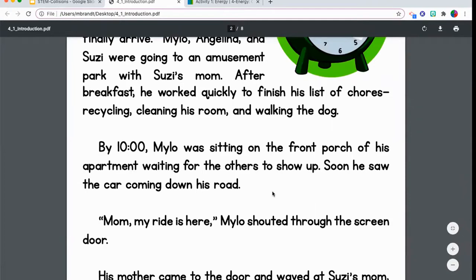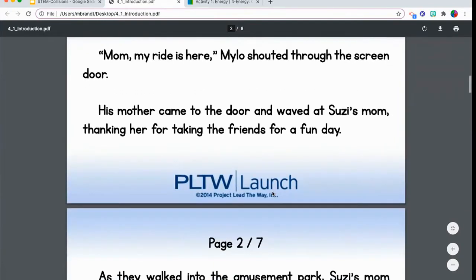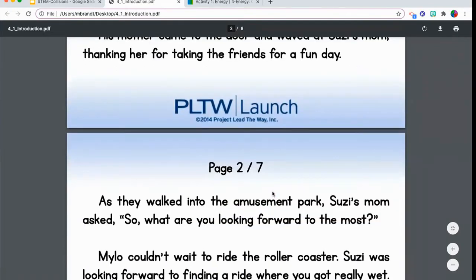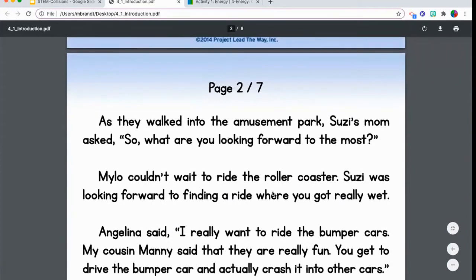Soon he saw a car coming down the road. "Mom, my ride is here," Milo shouted through the screen door. His mother came down to the door and waved at Susie's mom, thanking her for taking the friends for a fun day. As they walked into the amusement park, Susie's mom asked, "So, what are you looking forward to the most?" Milo couldn't wait to ride the roller coaster.